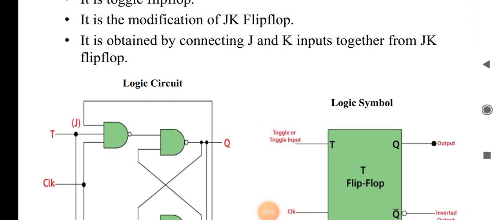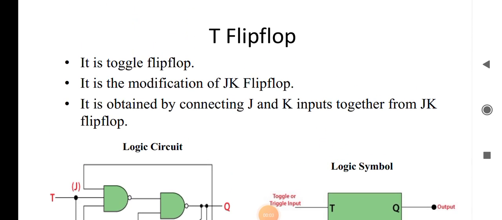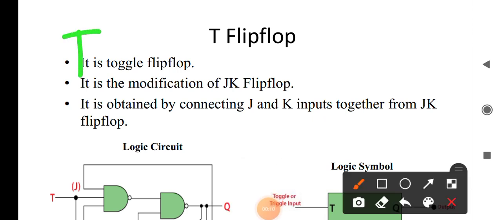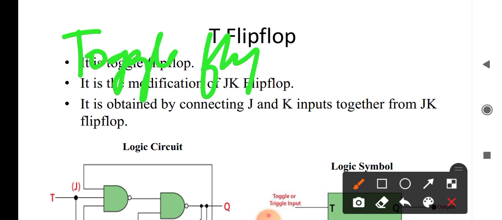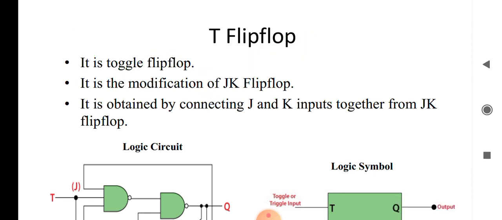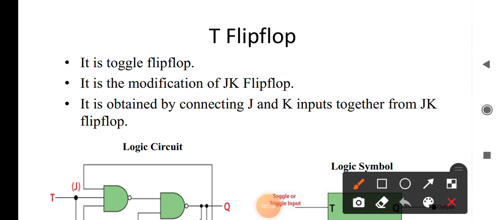Welcome to this class. In this class, we study the T flip-flop, or the toggle flip-flop. It is a modification of the JK flip-flop. So what happens in a JK flip-flop? I think you know about the JK flip-flop here.